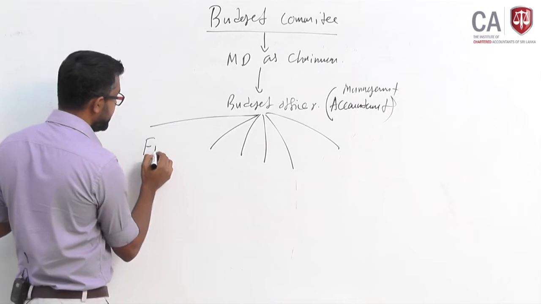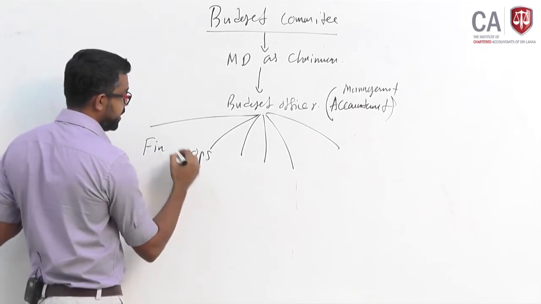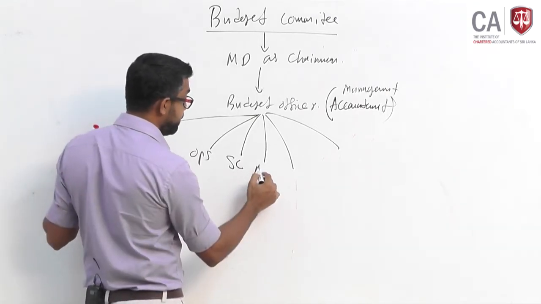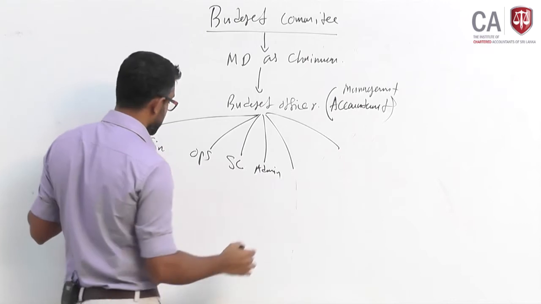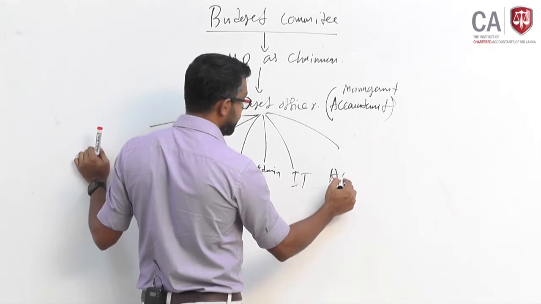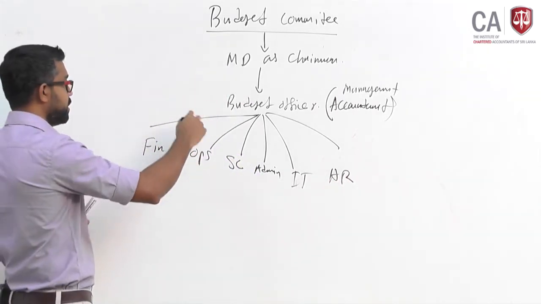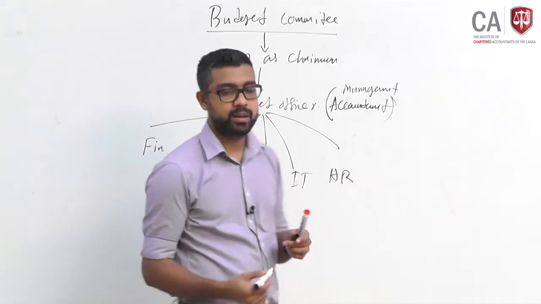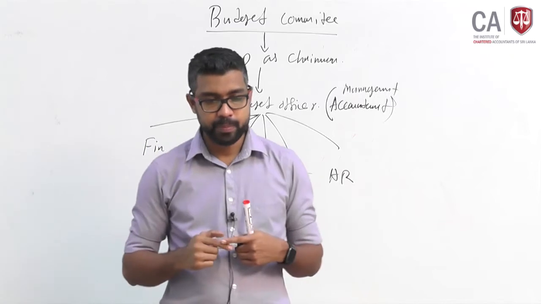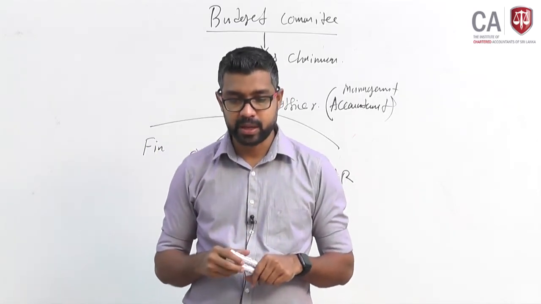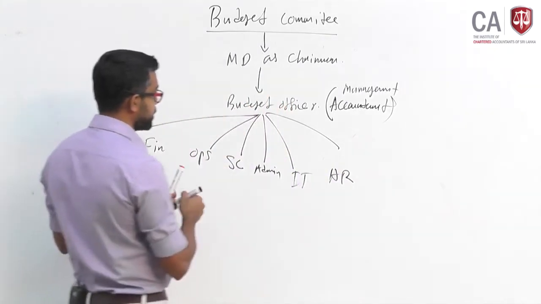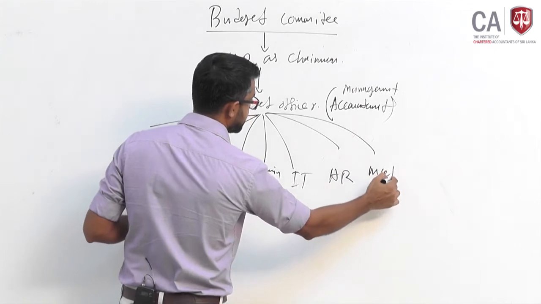Right? Finance, ops, operation, supply chain, procurement, raw material sourcing, admin, IT, right, and HR. So all these functions should represent what? Budget committee. And there should be the representatives from sales, production, marketing, so on. So marketing also one function, very important function I have missed, marketing.